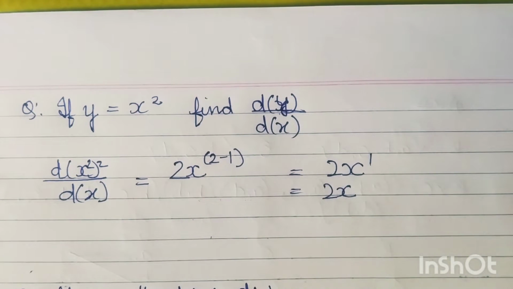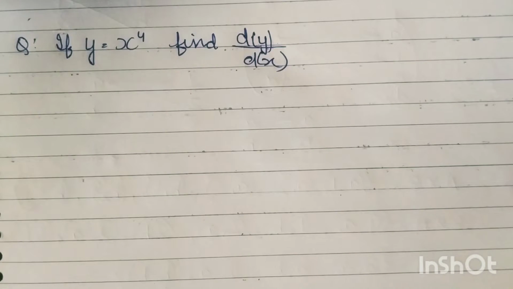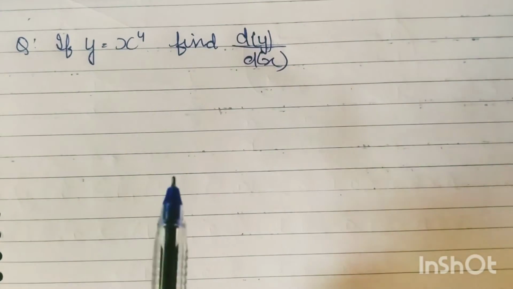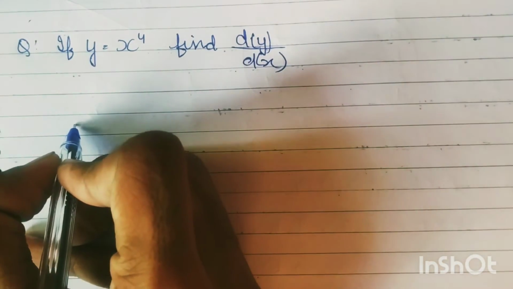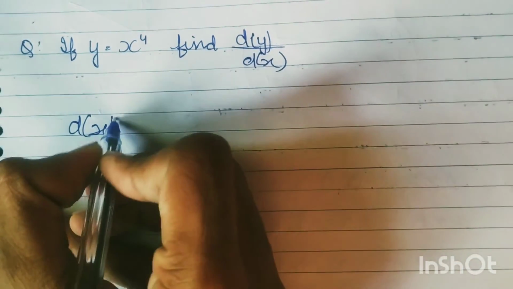Your answer is simple. Coming to the next example, if y is equal to x raised to the power of 4, find differentiation of y with respect to x. Don't read it as dy upon dx. It is incorrect. Please always read differentiation of y with respect to x. Our first step is to replace y with the value given.